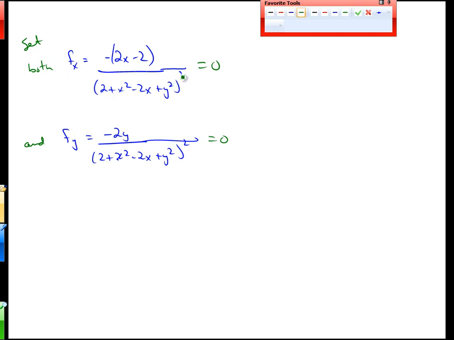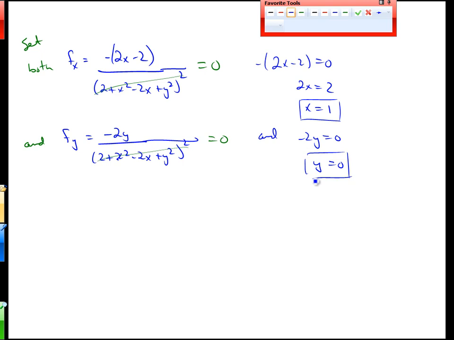And the nice thing about that is, if we're setting things equal to 0, the denominator does not play a role. The denominator does not play a role. And so we have simply negative 2x minus 2 equals 0. Bring the negative over. 2x equals 2. x equals 1. And we also need that minus 2y equals 0, or y equals 0.